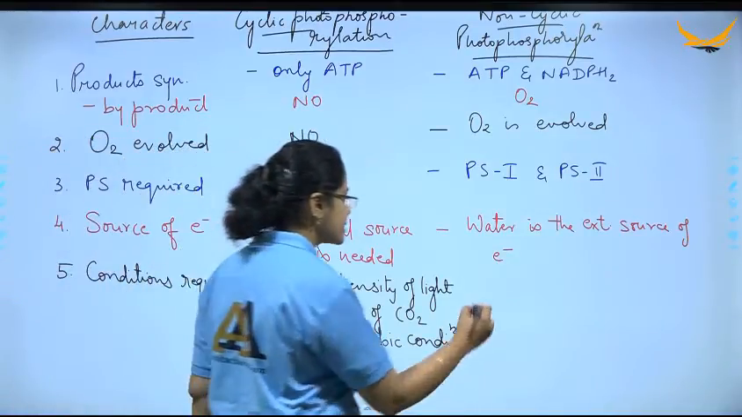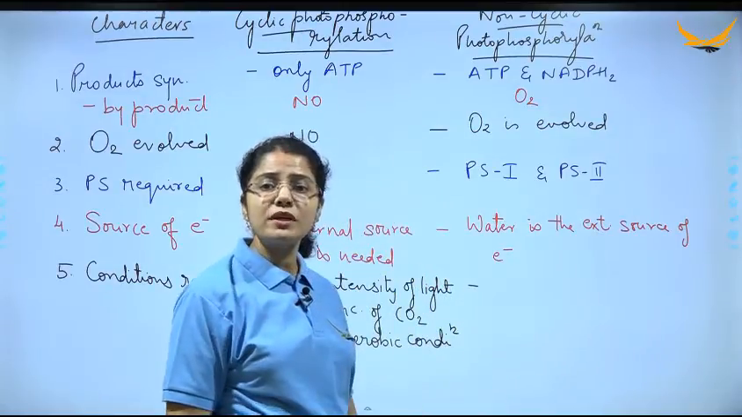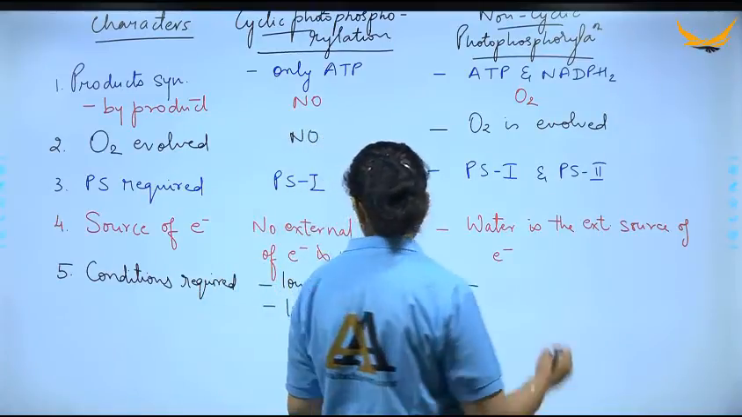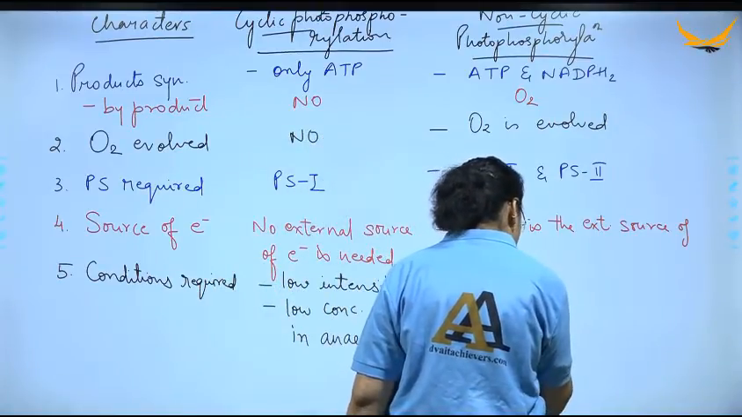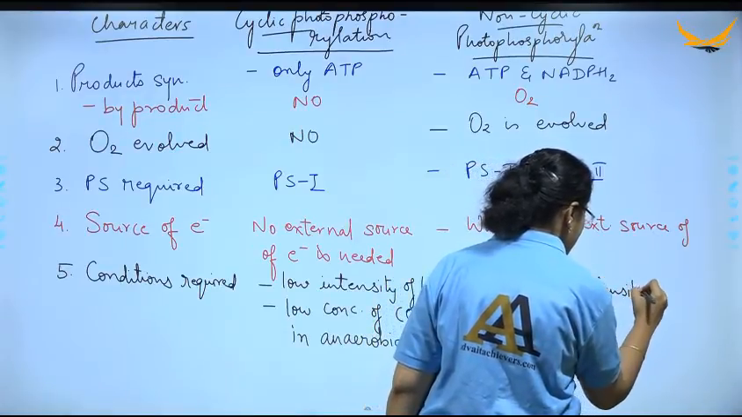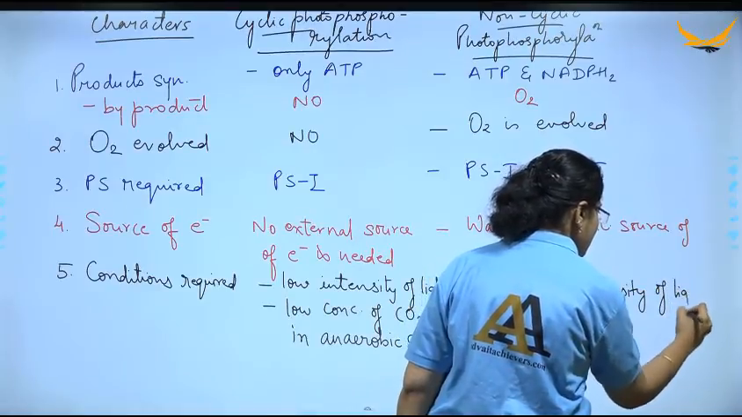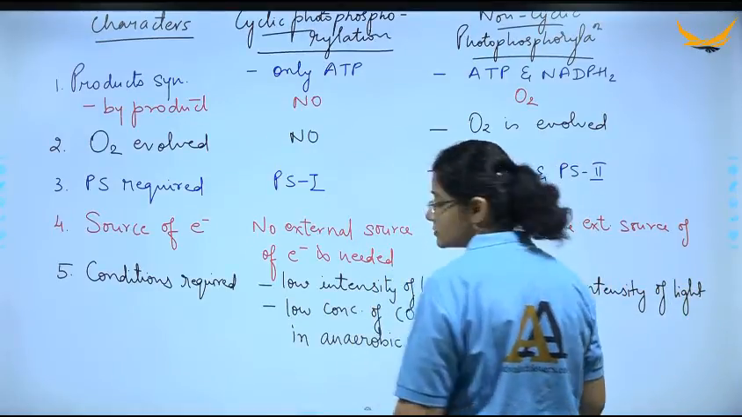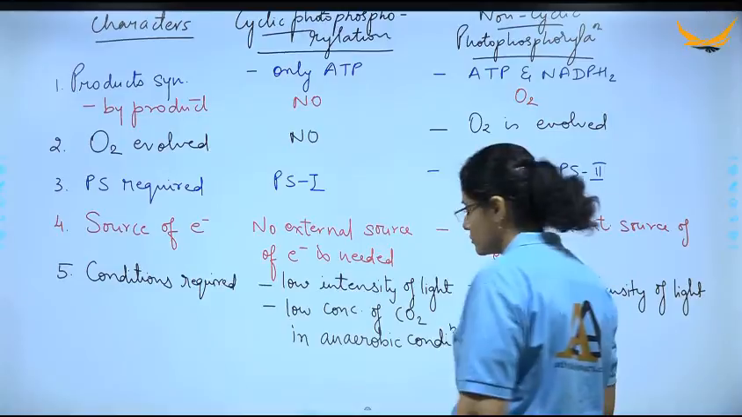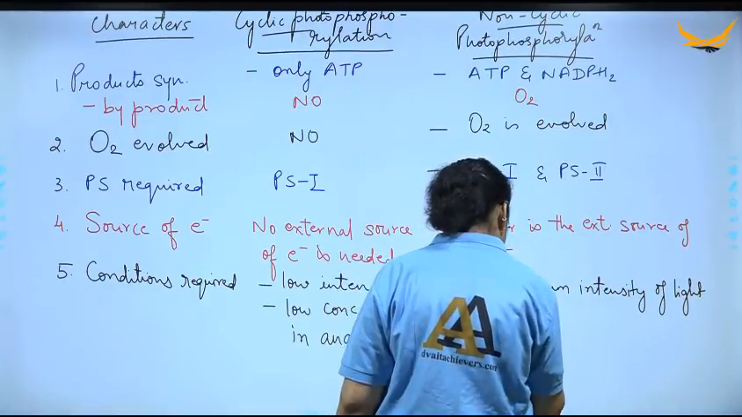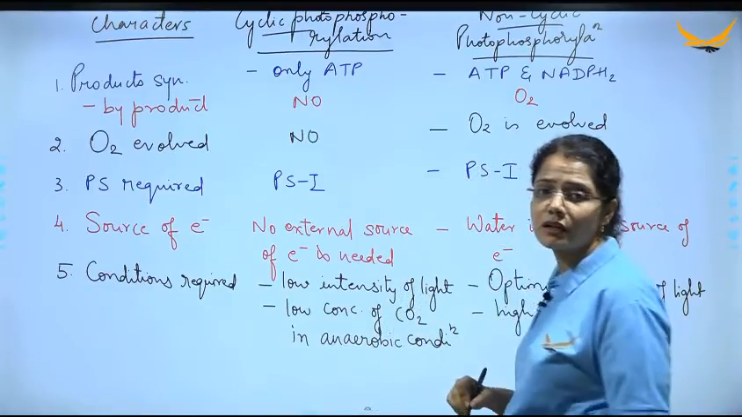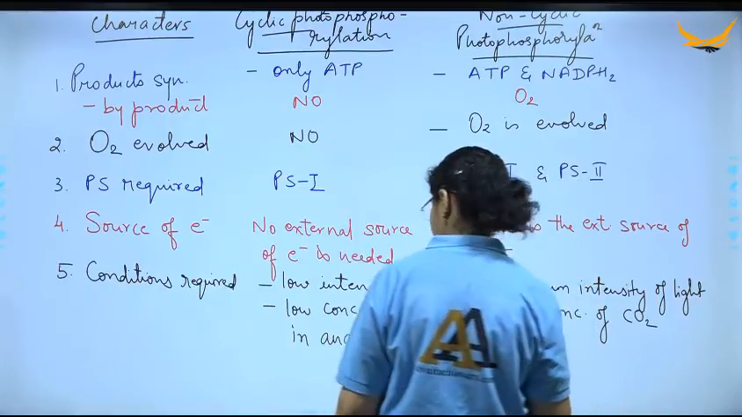Non-cyclic photophosphorylation, optimum intensity of light, high concentration of carbon dioxide. Okay? Optimum intensity of light. Then, as I said, what else? High concentration of carbon dioxide. Clear? And aerobic conditions.